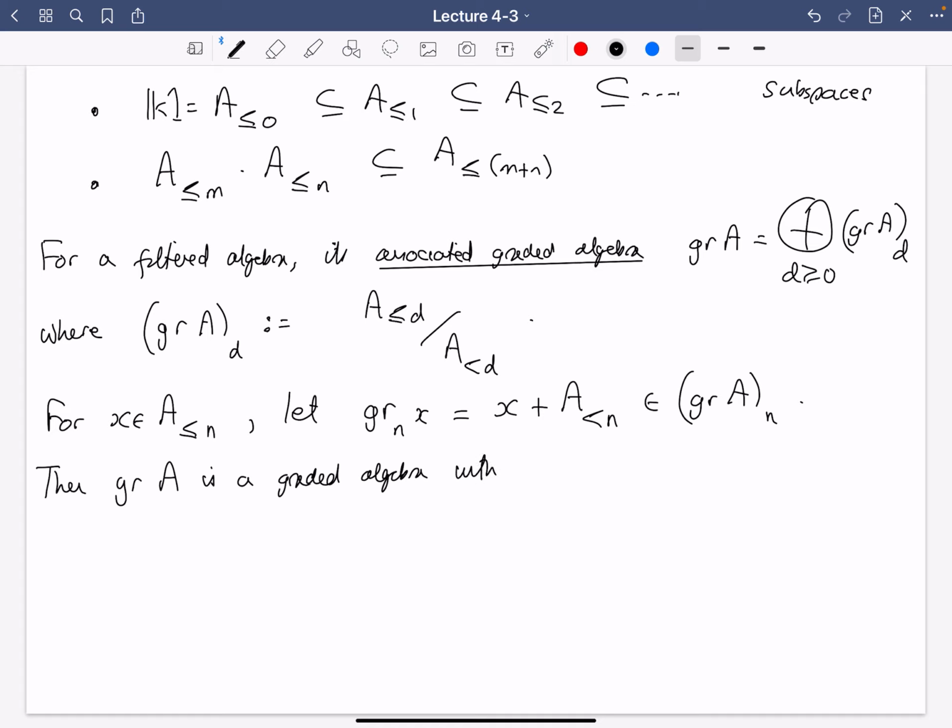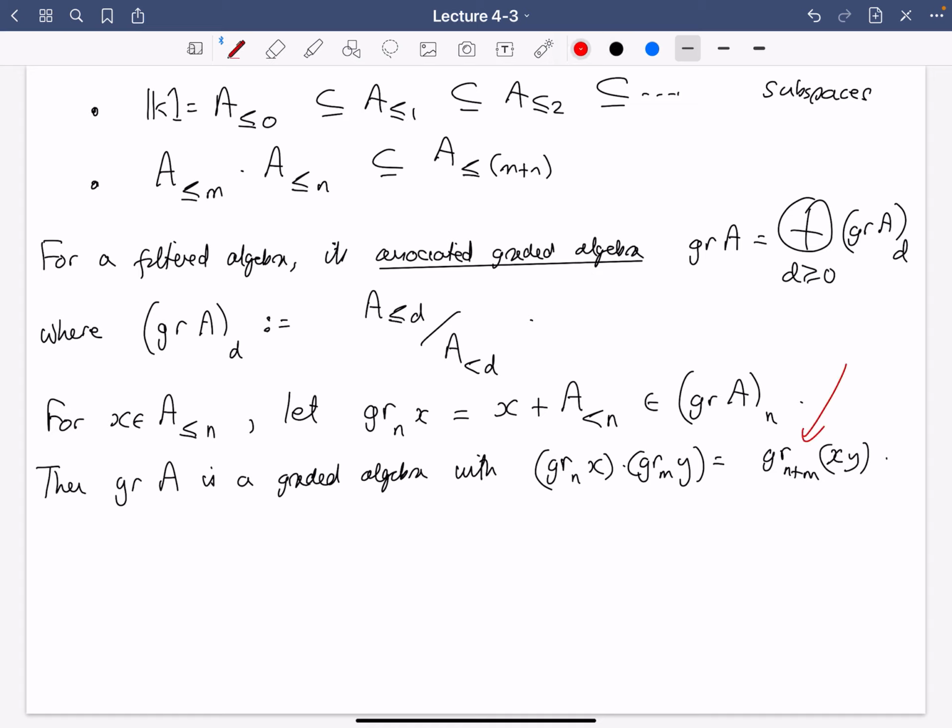So I need to define the multiplication, right? I'm going to tell you how to multiply something in degree n with something in degree m. What you do is you pick lifts x and y upstairs in the filtered algebra A, you multiply them together in A, and then you take the gr n plus m, you push them back down again.